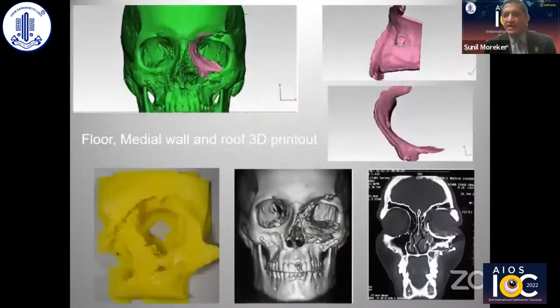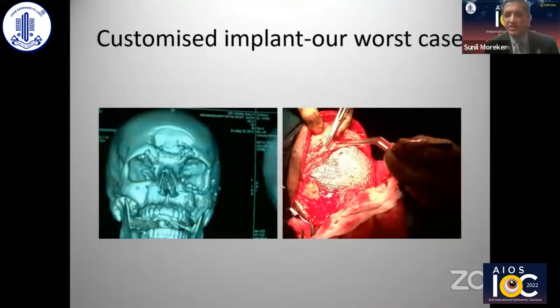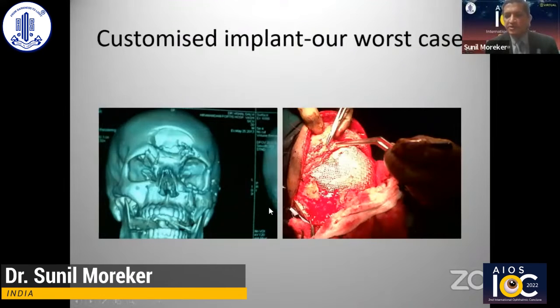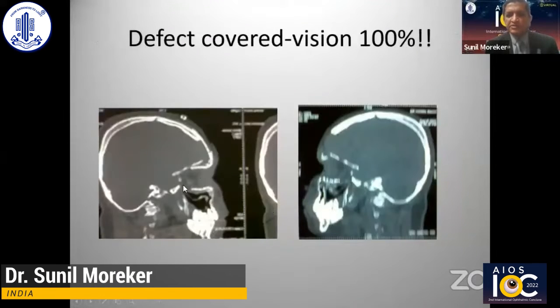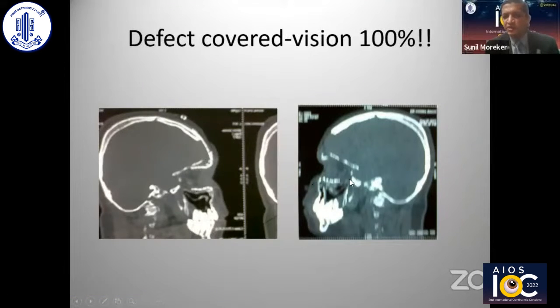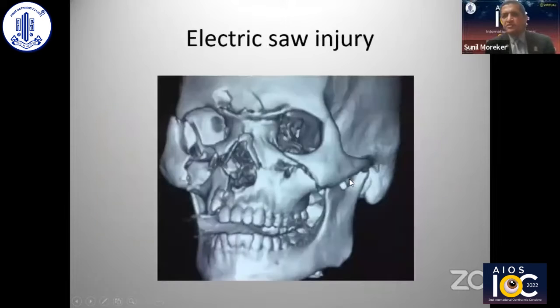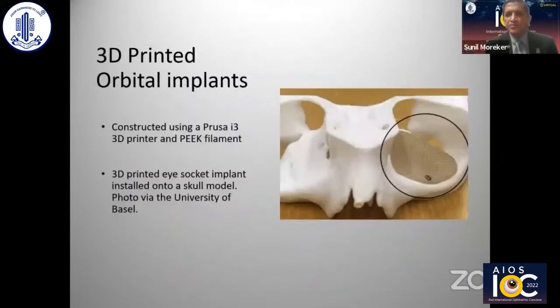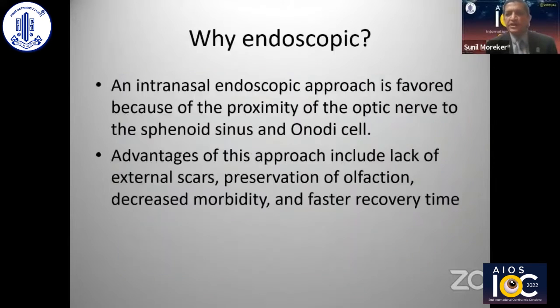So you use this CAD. I'm not going to say this is our worst case scenario. This is our patient in which we have operated, multiple fractures. There is a plate there. There is a plate here. You can see the plate this way, that way. And this is an electric saw injury in which we have done the same thing. So 3D printed implants is something that can prevent injury later on.